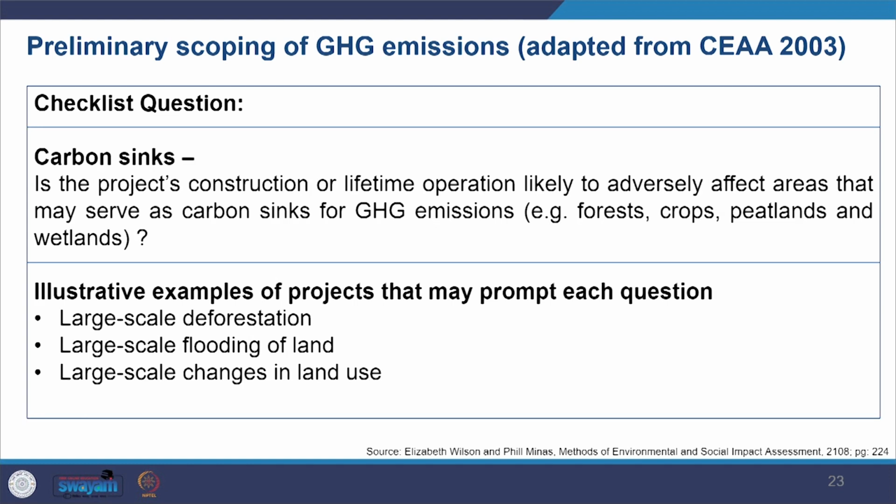You should also look into whether the project's construction or its lifetime operation will negatively impact the areas which act as carbon sink for the greenhouse gas emissions. So you have to be cautious about, are you disturbing the sinks as well? For example, you might be causing deforestation, and you might also be interfering with the peatland or the wetlands. So the related project activities could be deforestation, flooding of the land, or large-scale changes in the land use. So these kinds of activities can also happen. So you need to review all those things.